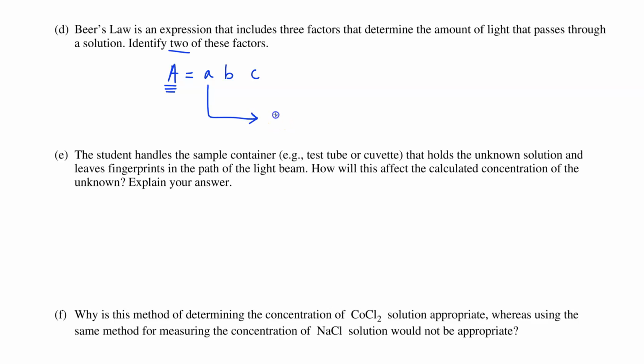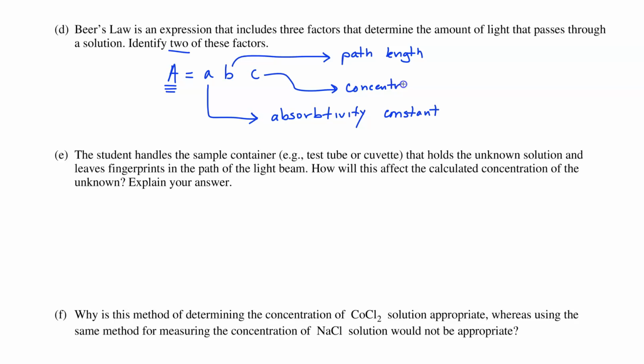So they want two out of these three factors. A is the absorptivity constant, and B is the path length, that is the length or distance light has to travel through. All of this is on your reference table. And of course, C is your molar concentration. So they just wanted two out of the three, and they give you a point for just two of them. All right, that's pretty darn simple. Let's go on to E.